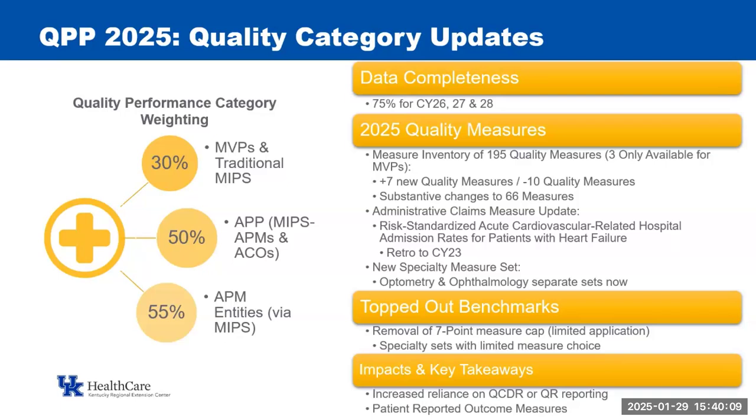We've also seen a trend in more patient-reported outcome measures. So PRO-PM measures are something that we are really seeing our vendors start to adopt and CMS really promote as well. And those can be considered a clinical quality measure and one of your 6 that are required to submit for the quality category under traditional MIPS.